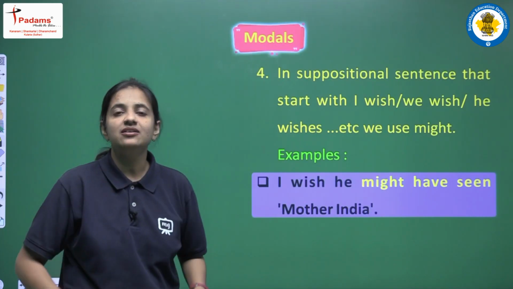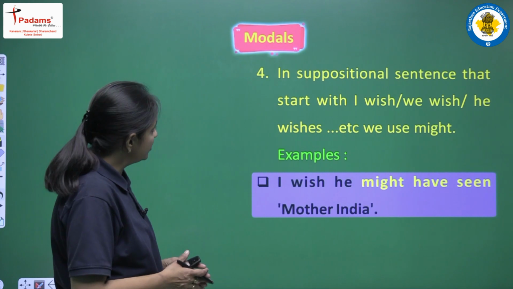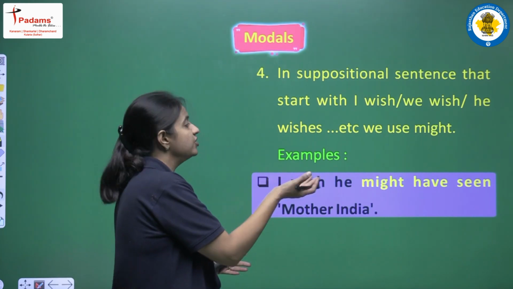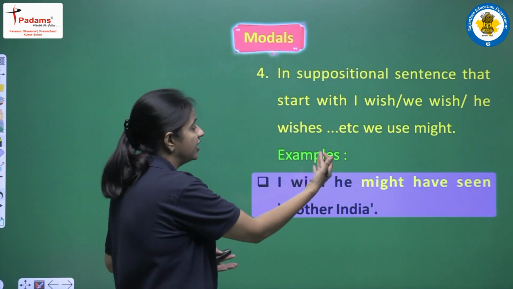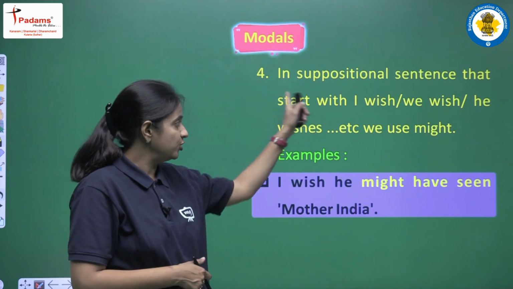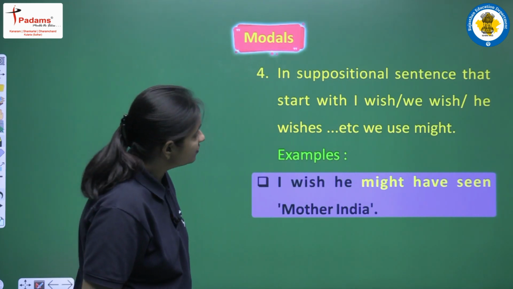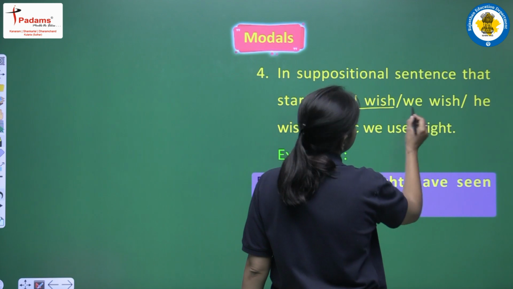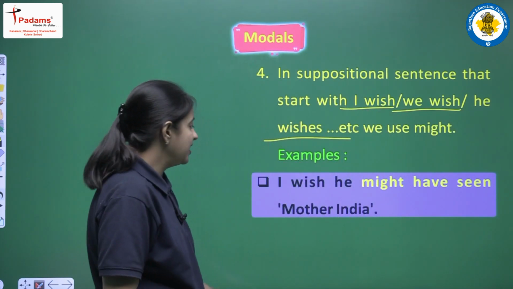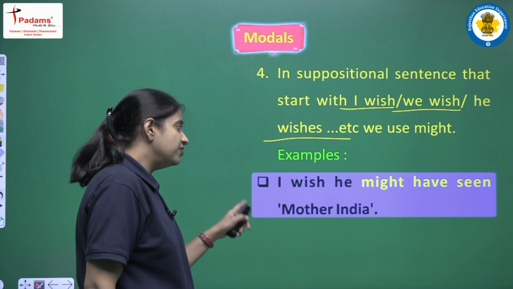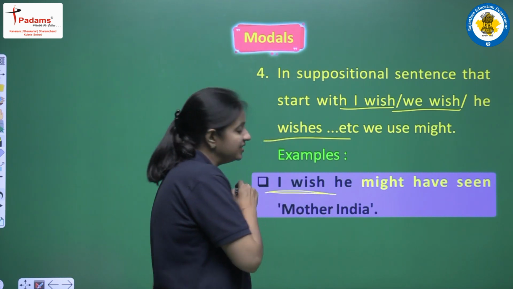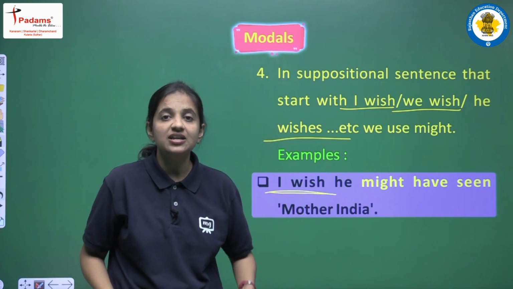Next we have the fourth use of might. So let's read. In suppositional sentences that start with I wish, we wish, he wishes, etc., we use might. So if we have this kind of structure, that in the beginning we have I wish, we wish, he wishes, then we have to use might. Like we have the example, I wish he might have seen Mother India. So in this sentence, in the beginning of the sentence we have I wish.